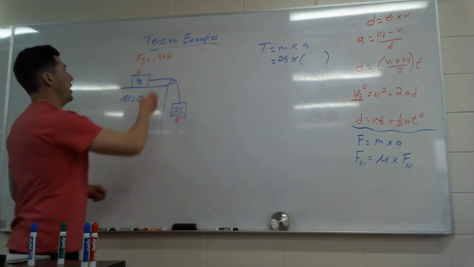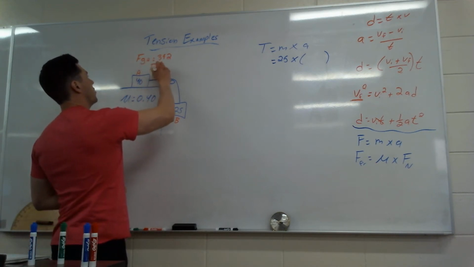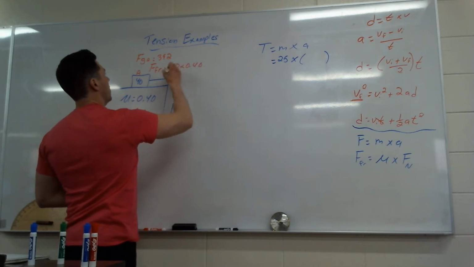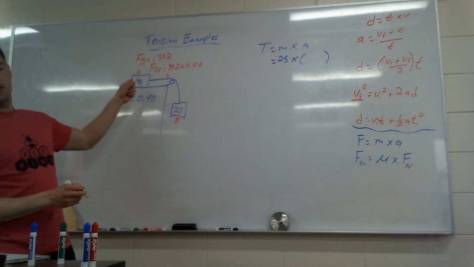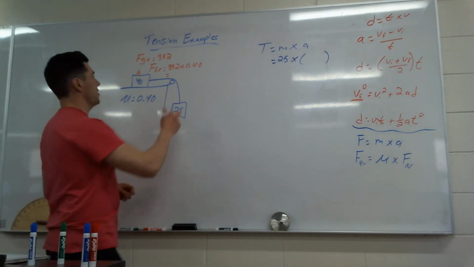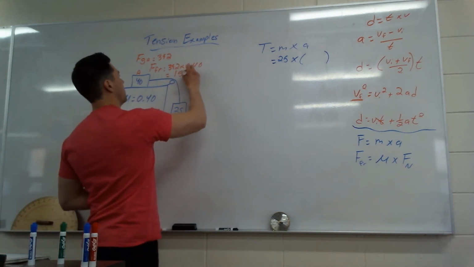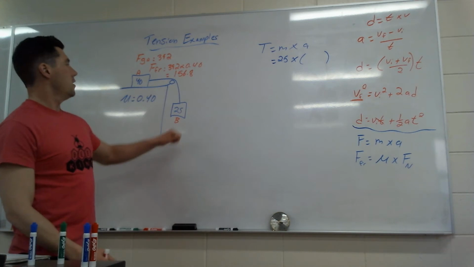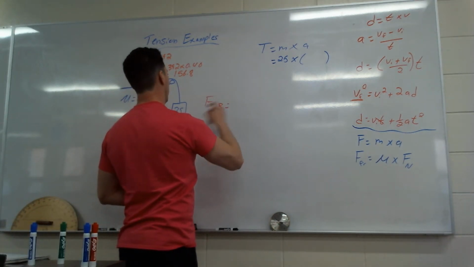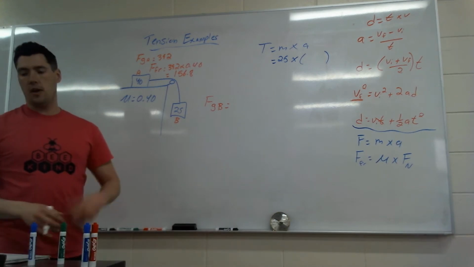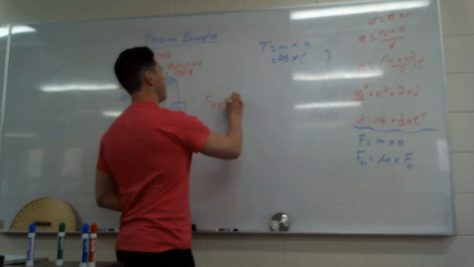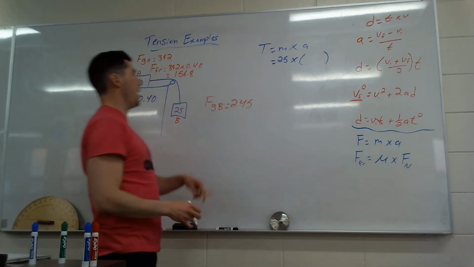So now I can find friction. Force of friction right here is going to be 392 times 0.40. So my frictional force, because there are no angles right now, is going to be 156.8. All right, cool. Let's figure out force of gravity B, which is just 25 times 9.8. I do that and I get 245. And those are all the forces involved here.